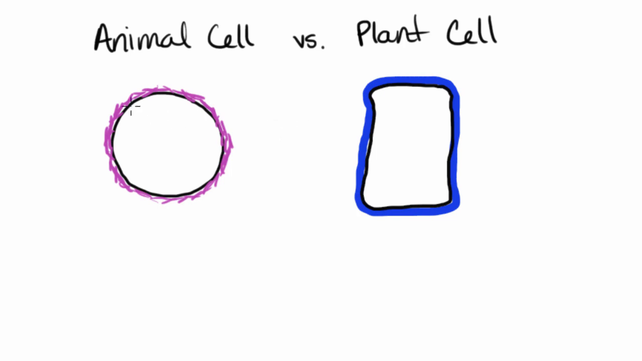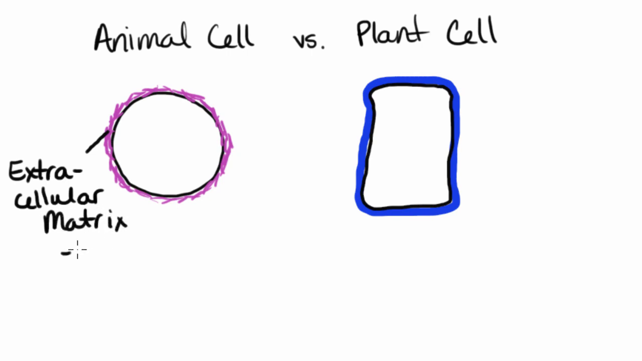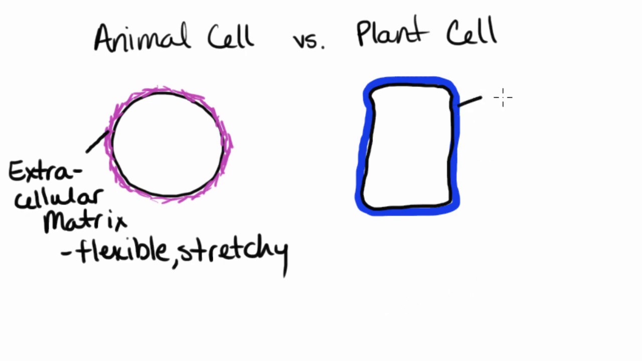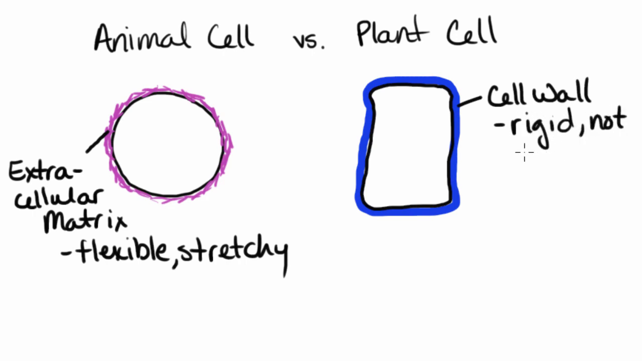So just to review really quickly, on an animal cell, on the outside, we're going to have that extracellular matrix. The key to this is that it is going to be very flexible. So I'll call it flexible here, and we'll also put stretchy because that will define how it responds in the various solutions. And then for the plant cell, on the outside, we're going to have a cell wall. In contrast to the extracellular matrix, the cell wall is going to be very rigid and it's not going to stretch really. So let's keep this in mind as we go through the three different tonicity solutions a little bit again.